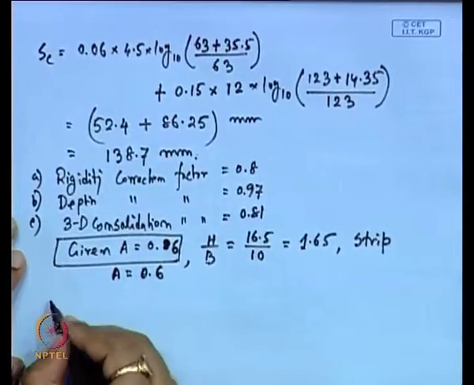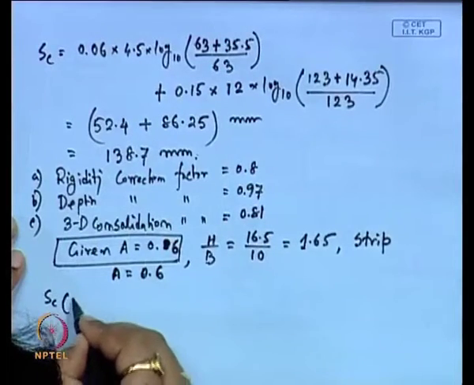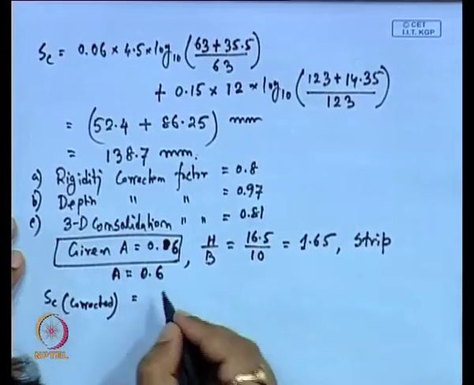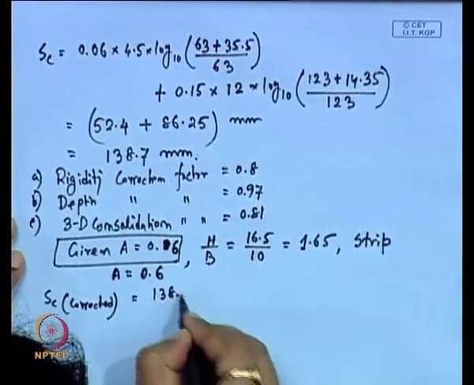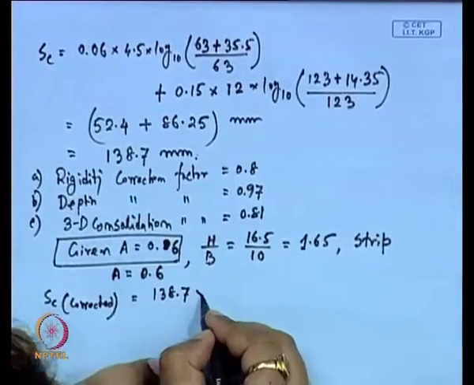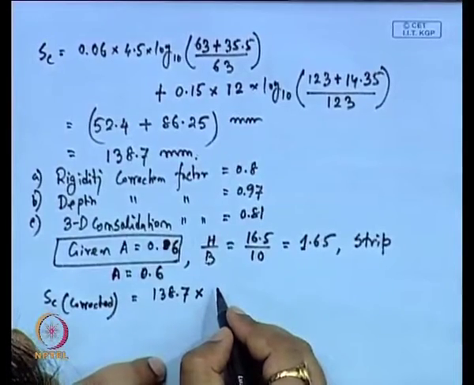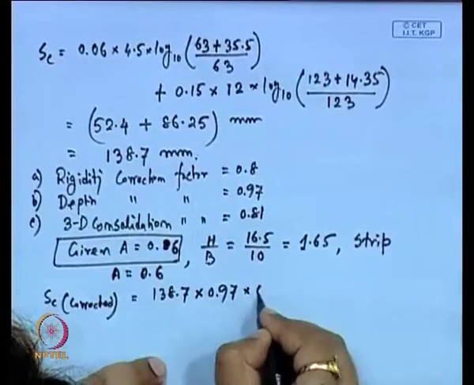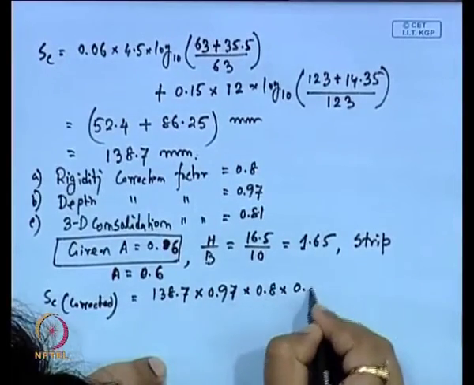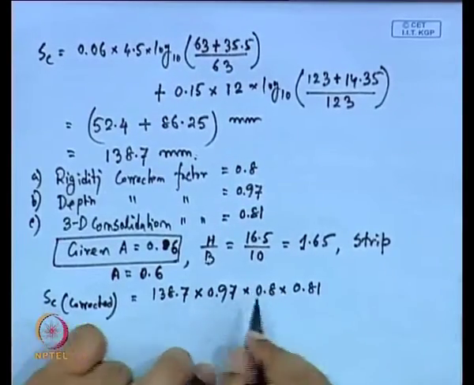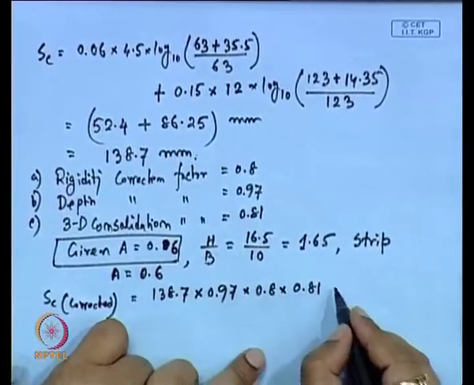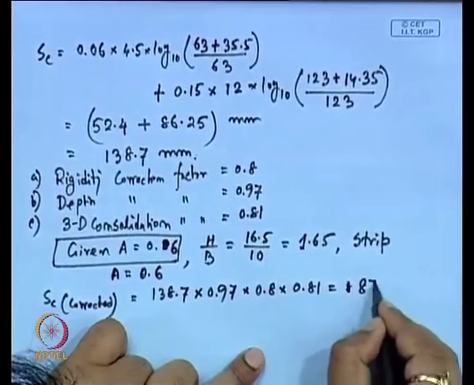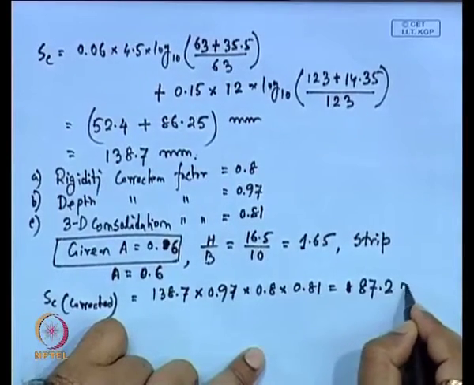So, now the Sc corrected is equal to 138.7 into 0.97 for depth correction, 0.8 for rigidity correction and 0.81 for pore water pressure correction, or this 3D consolidation correction. So, this value is coming out to be 87.2 millimeter.